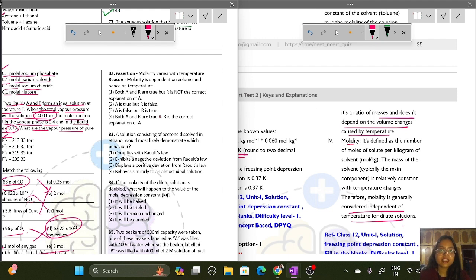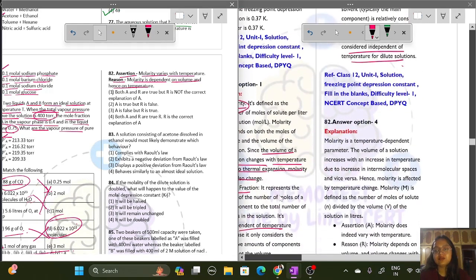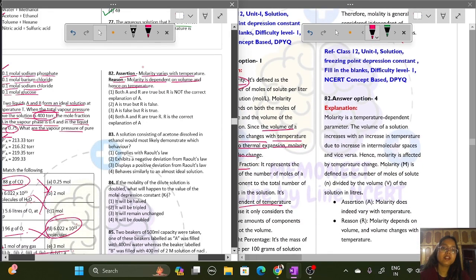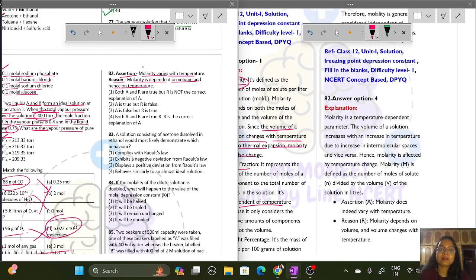Next is question number 82. Assertion says that molarity varies with temperature, and reason says that molarity is dependent on the volume and hence on temperature. These two are correct. We have read about the reasons and explanation for this question. Option number 4 is the correct option.